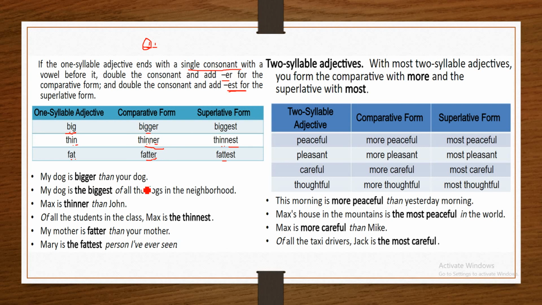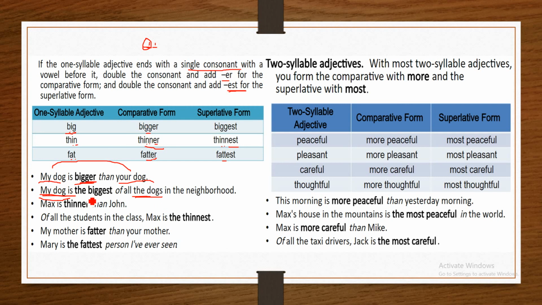My dog is bigger than your dog. My dog and your dog, two objects are compared by a comparative adjective, bigger. Bigger is a comparative form. My dog is the biggest of all the dogs in the neighborhood. All the dogs, a group of dogs. My dog is compared to a group of dogs. Therefore, it should be a superlative adjective, because superlative adjectives are used to compare a subject to a group of objects.